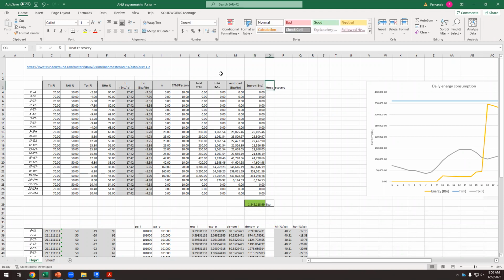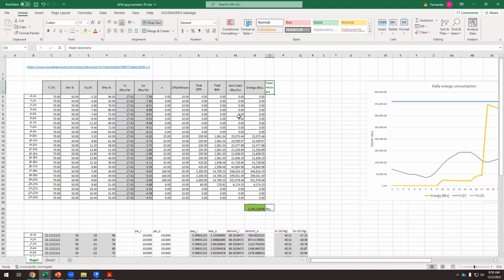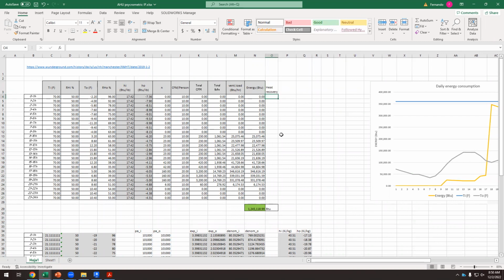Remember that I need a heat recovery here. That's mandatory, especially when we are in public buildings, not single family houses, but when we are in a commercial building, we need a heat recovery. And here we have the heat recovery efficiency. That can be 60 or 70 or 65 or something like that. Okay, so that's the heat recovery.